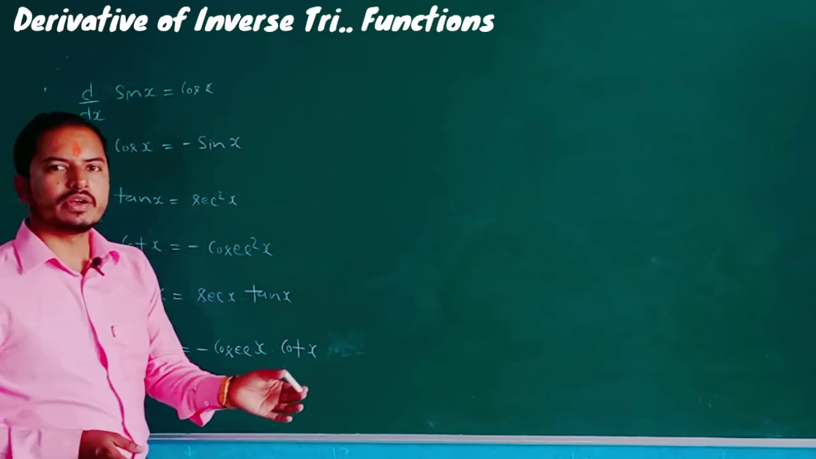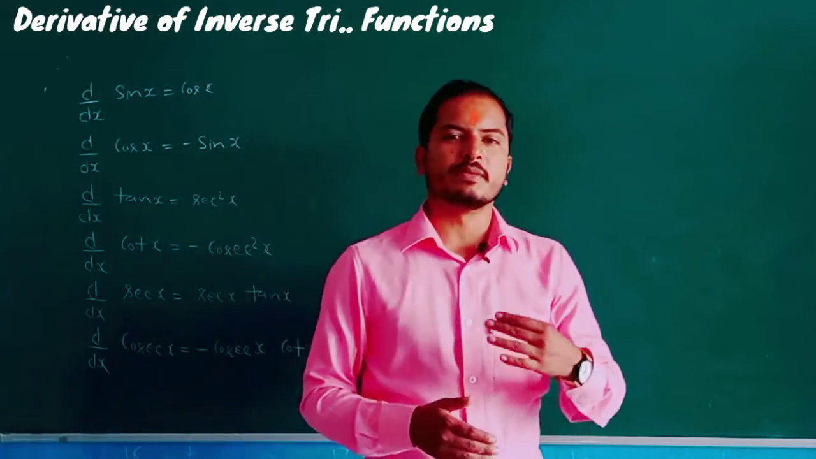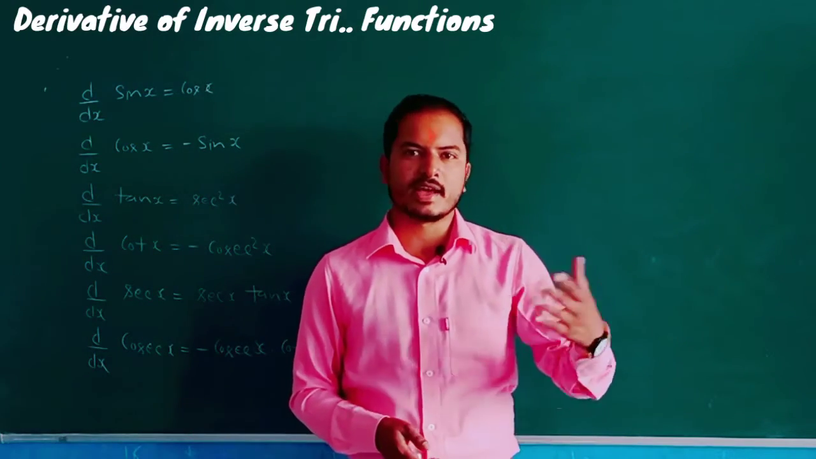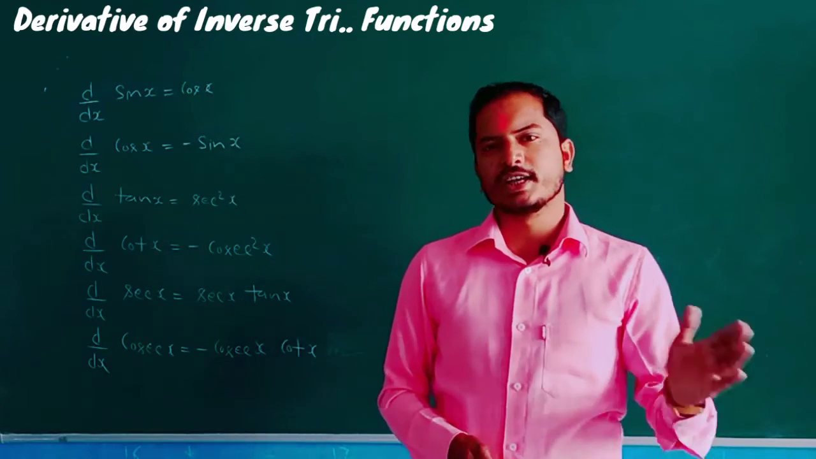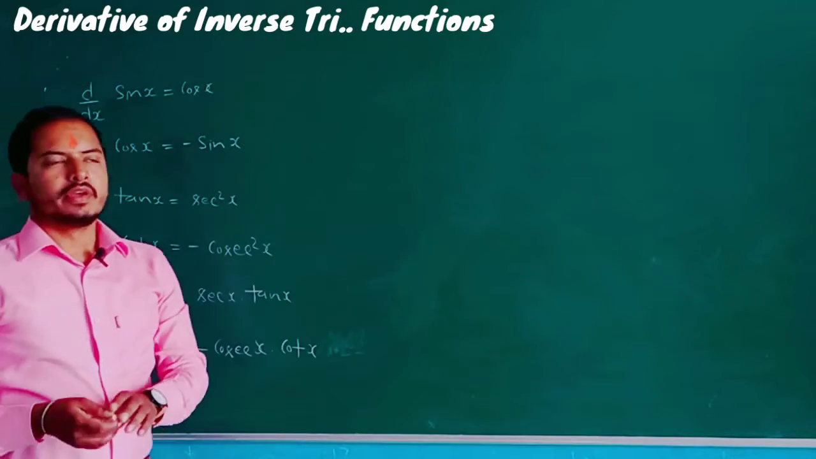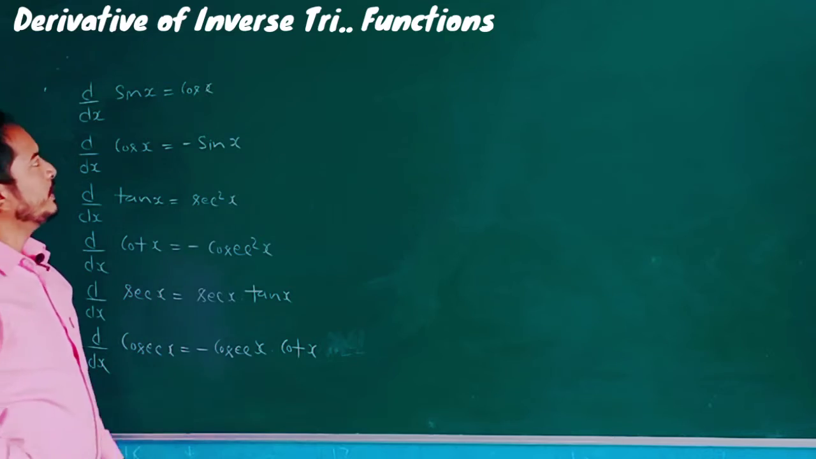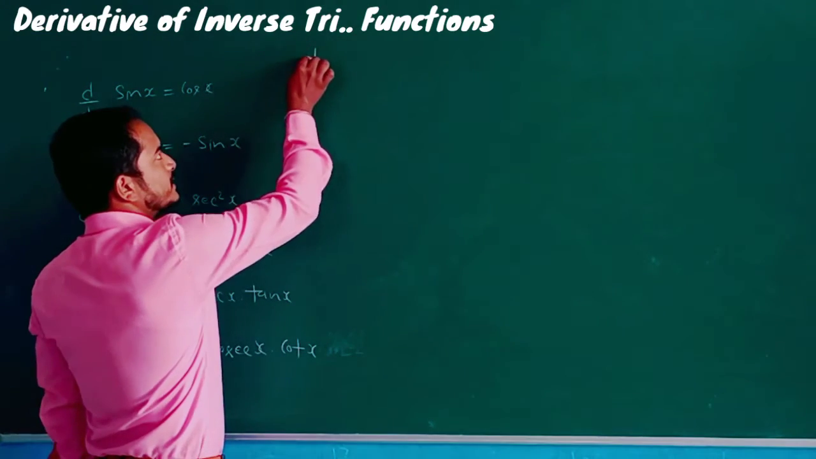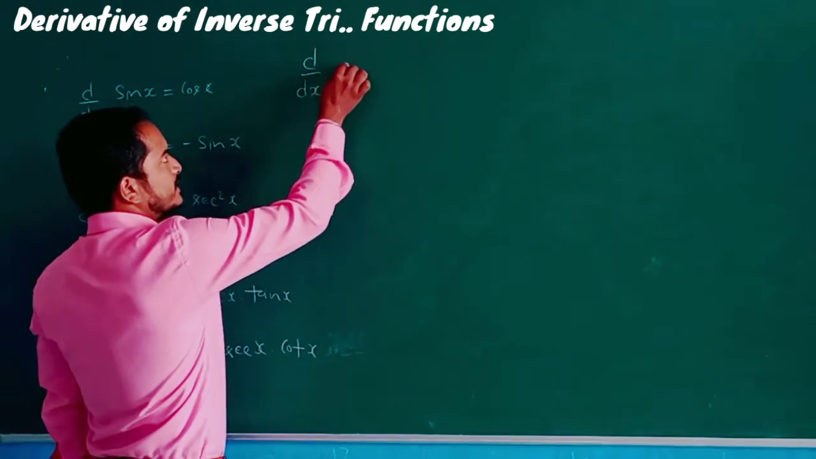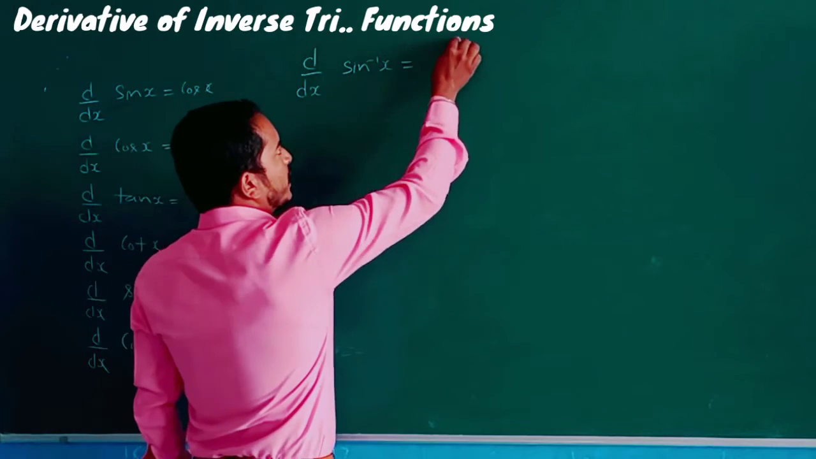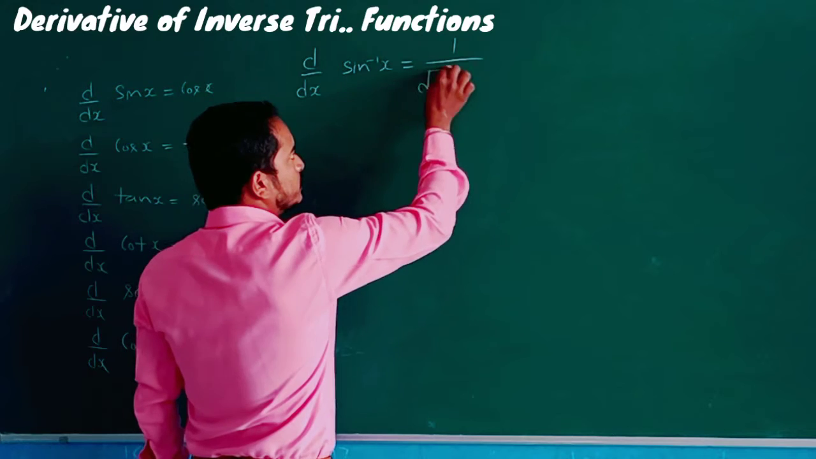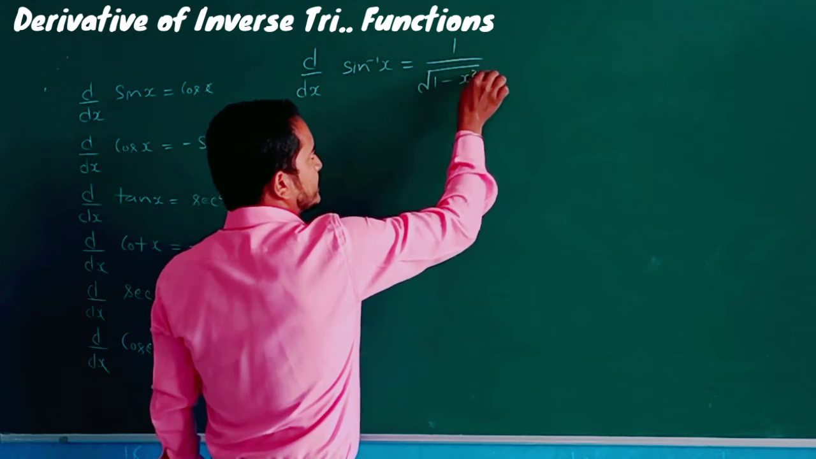Now today we are going to study about the derivative of inverse trigonometric functions, that are sin inverse x, cos inverse, tan inverse, cot inverse, sec inverse as well as cosec inverse. So here I am going to write the derivative of inverse trigonometric function. The first inverse trigonometric function is sin inverse x. Its derivative is 1 upon root of 1 minus of x square.